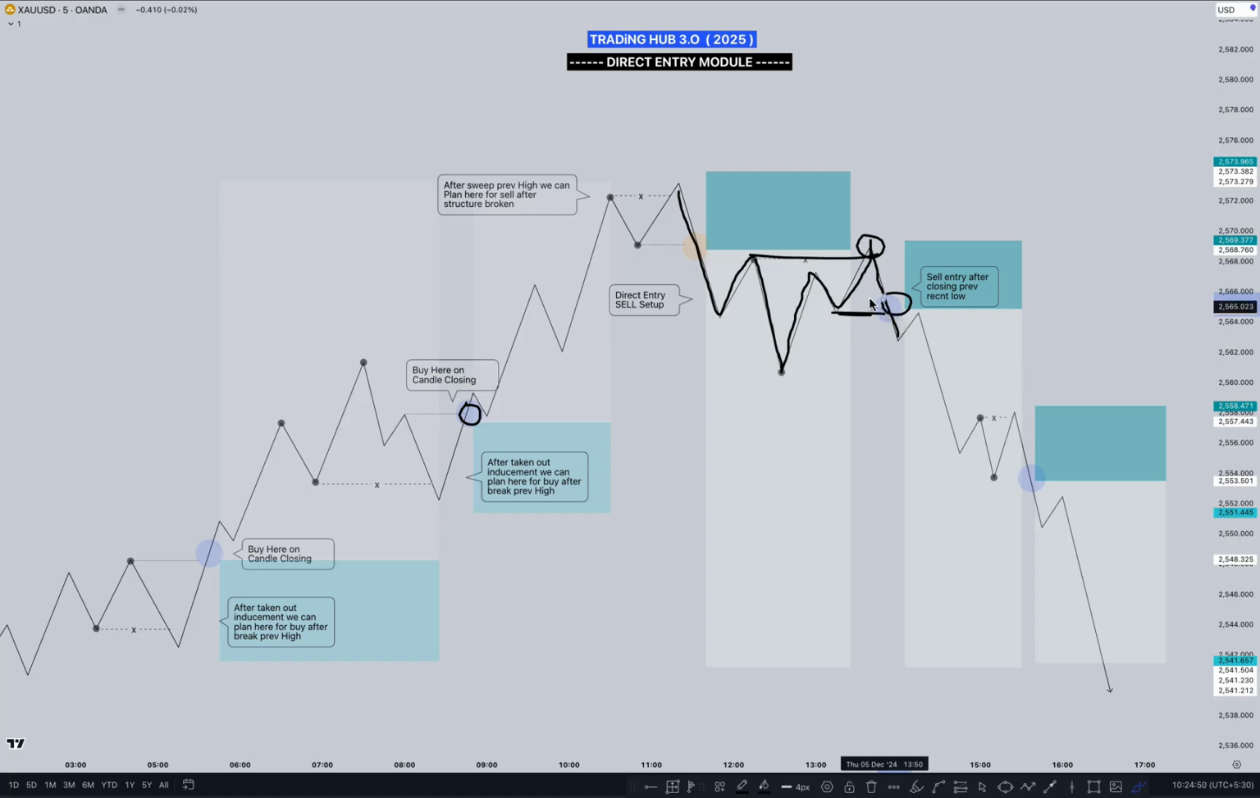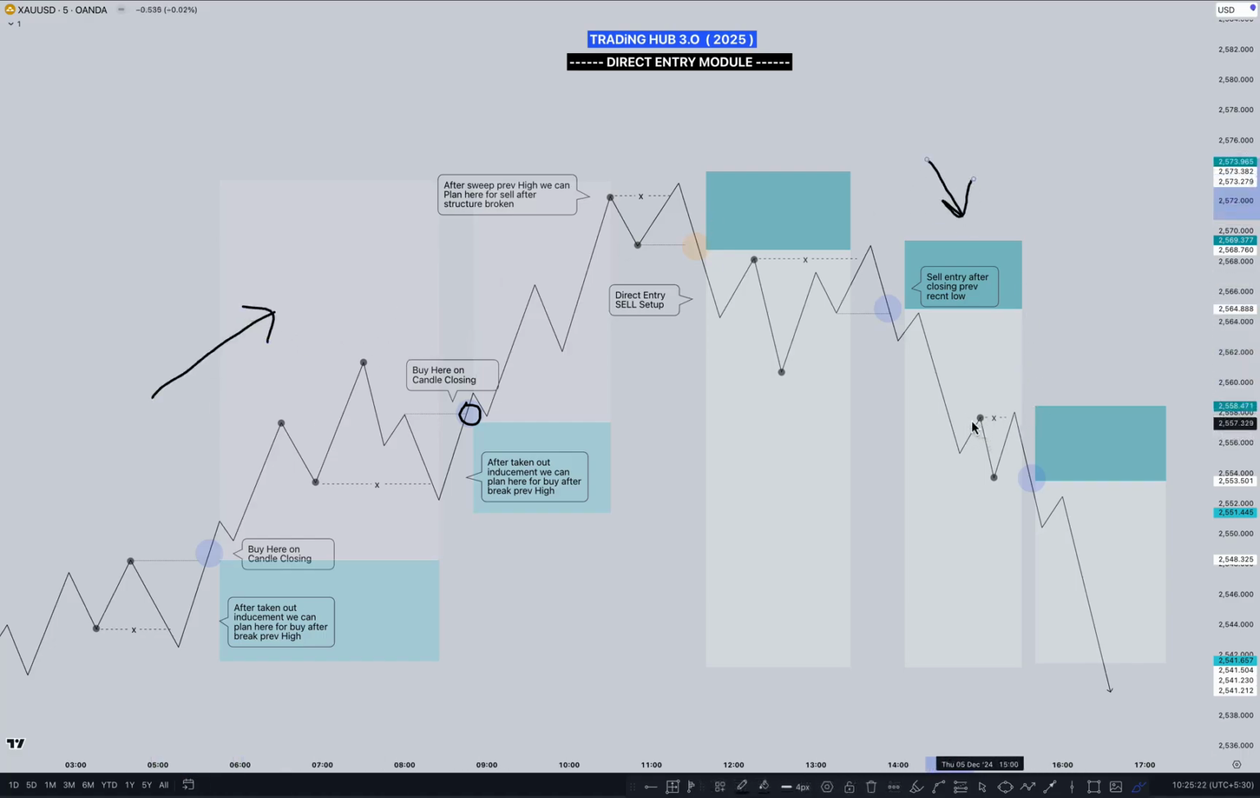Otherwise, no. Because sometimes what happens is the market sweeps this one and goes to a higher high, and the market trend action has changed. So we can plan for the buy here because the inducement was taken out. So you need to prepare for both directions, buy and sell. This is our area for how we can identify the buy and sell, and the same thing is applicable in a buy and in a sell.